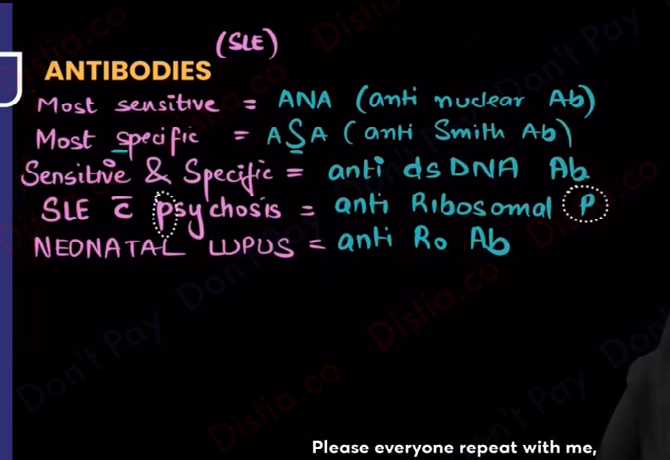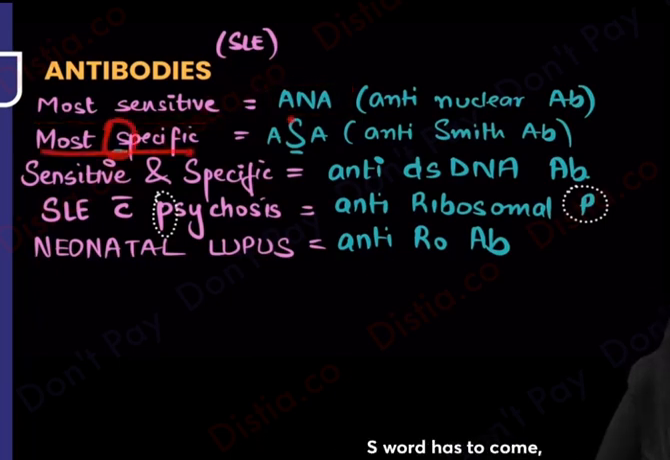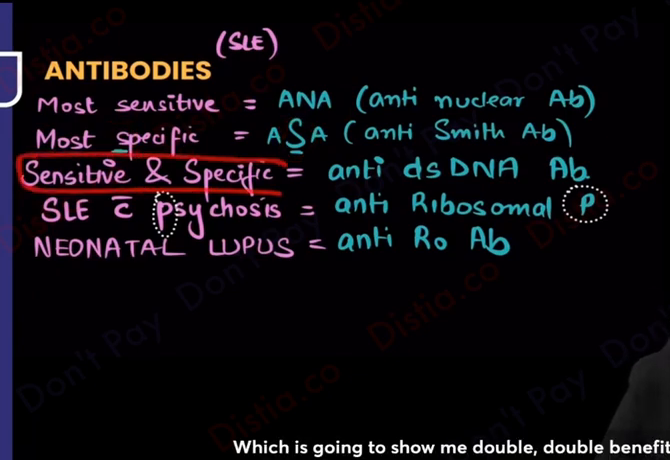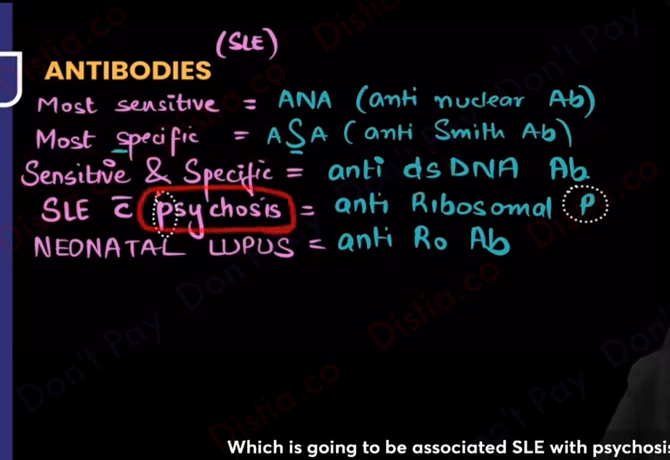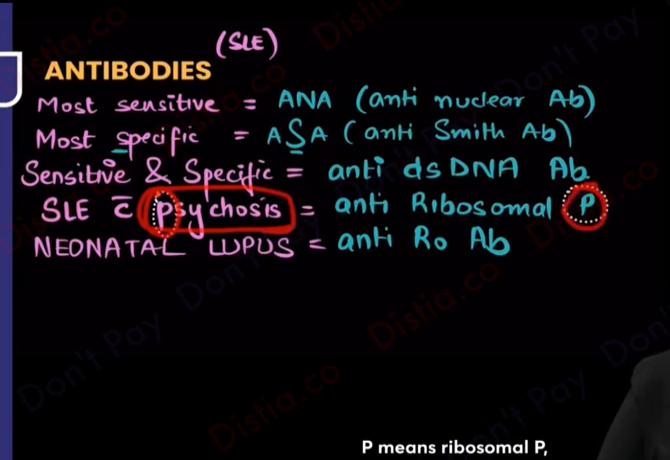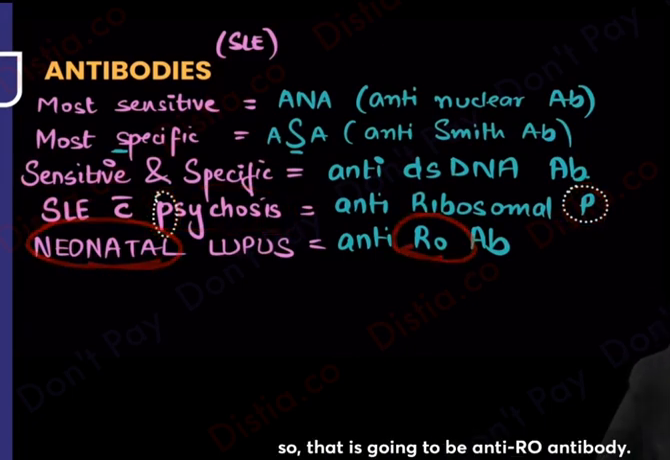Please everyone repeat with me. Which is the most sensitive? The most sensitive is anti-nuclear antibody. Which is the most specific? S word has to come. Specific is anti-Smith antibody, which is going to show me double benefit with double-stranded DNA, which is going to be associated with SLE with psychosis. P wala means ribosomal P, and neonates cry, so that is going to be anti-Ro antibody.